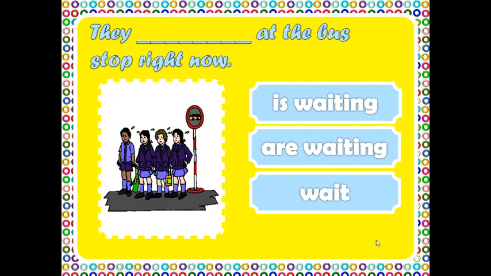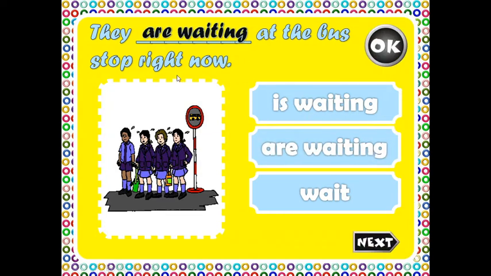Then we have: they (blank) at the bus stop right now. Right now. So let's see. Are waiting, is waiting? Do we say they is, or they are, or they wait right now? They are waiting. Good. They are waiting at the bus stop right now.